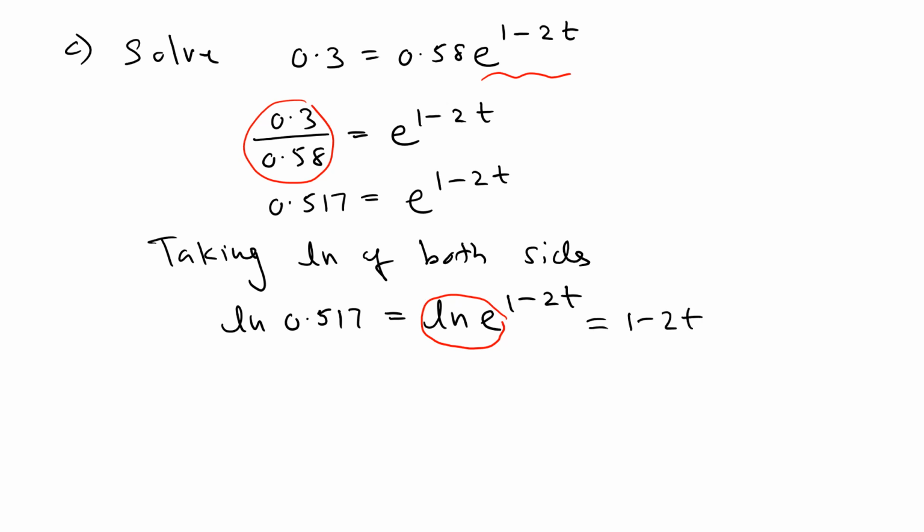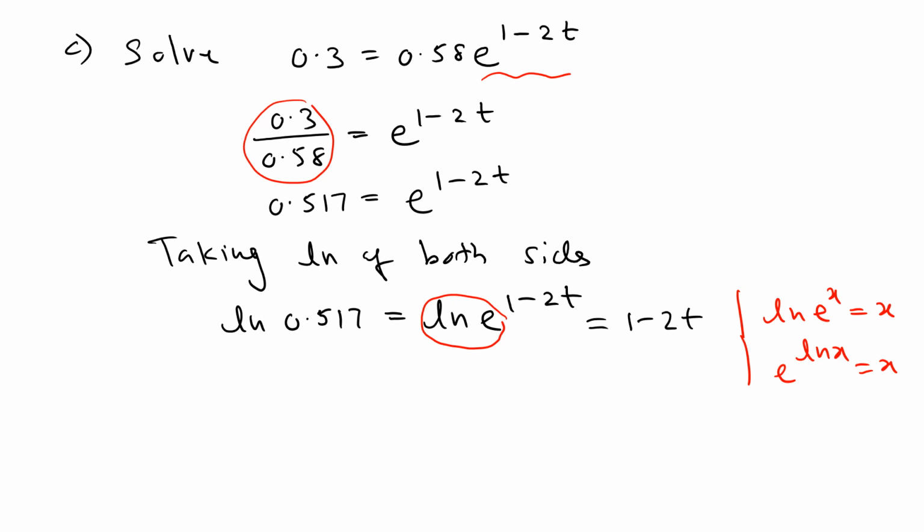So what was the result we learned? We knew that ln e to the x equals x for any x. That's the result we use. The other result is e to the ln x equals x. For the first one x can be anything, for the second one x has to be positive. So we use the first result here.